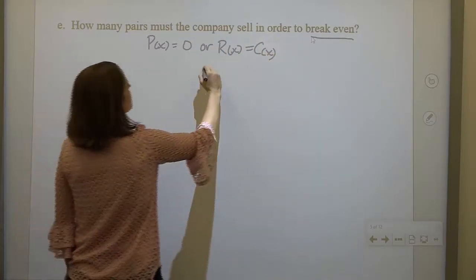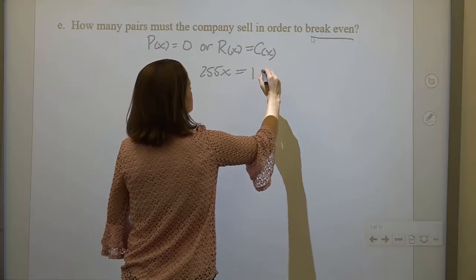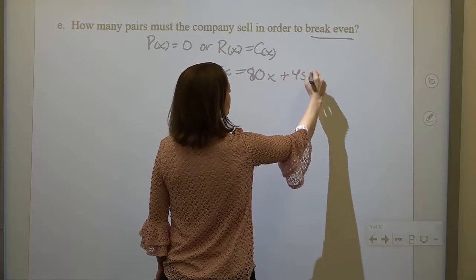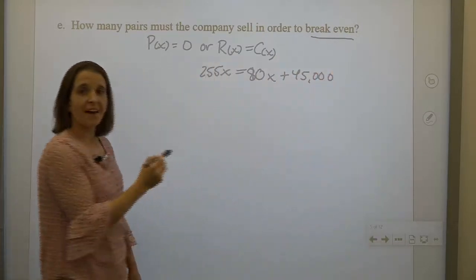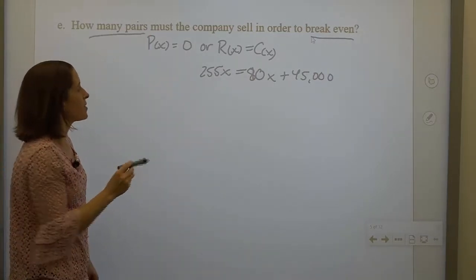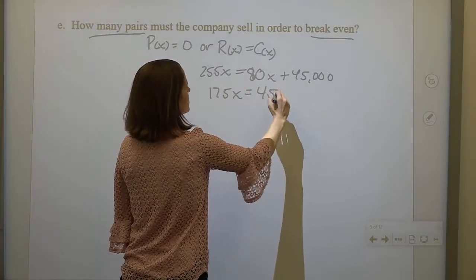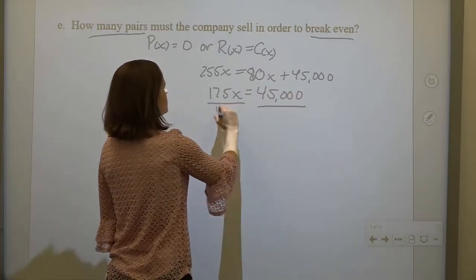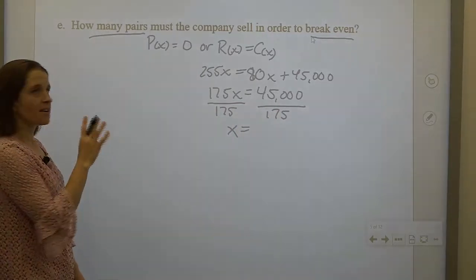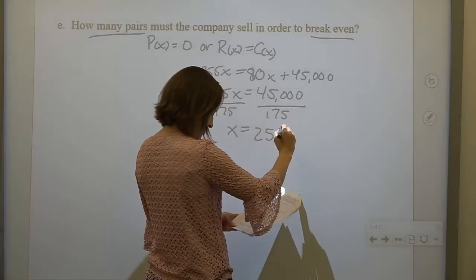Okay, so our revenue was 255x, and our cost was, what was our cost? Oh, the 80x plus 45,000. And so I'm trying to find the x that makes this happen. I'm trying to find the number of skis, which is x, that makes this happen. So when I subtract, you should see a familiar number. And then we would divide both sides by 175 to find it. Now what you will see is that this is not a whole number. So what you get is 257 point something, maybe 14.